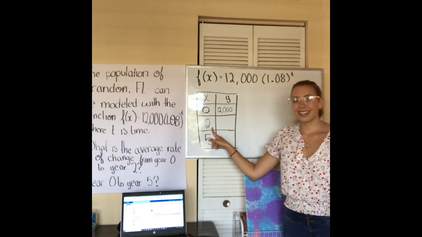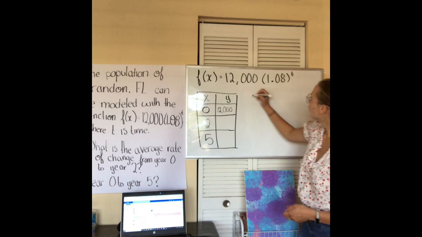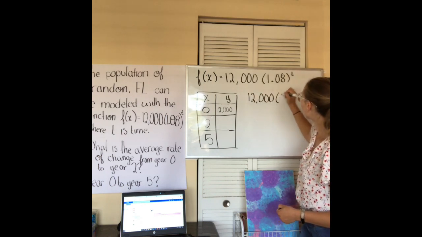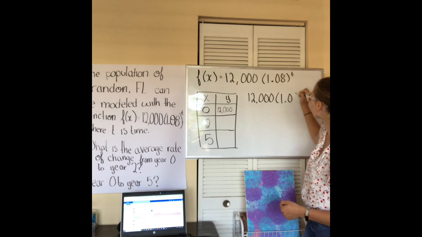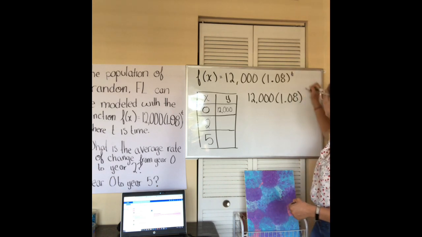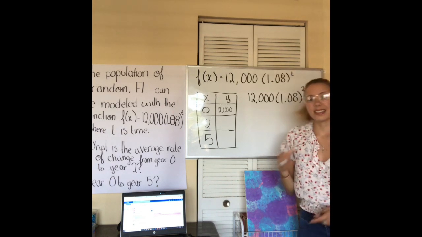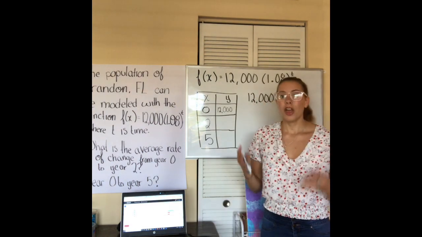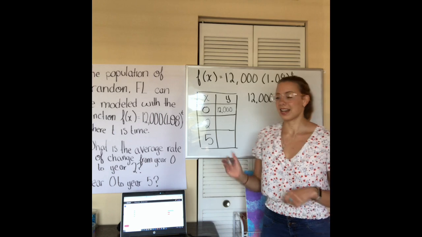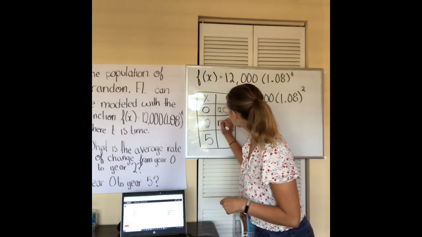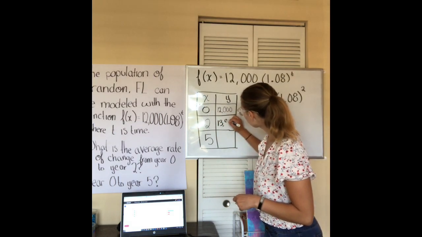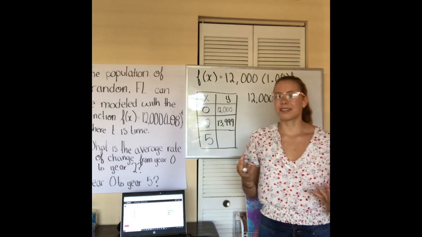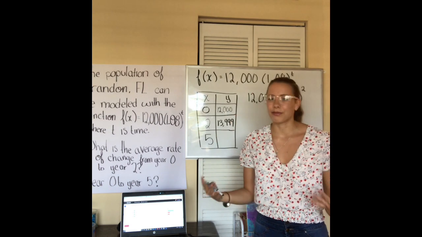So now we'll plug in year 2. 12,000 times 1.08 squared, which is 1.08 times 1.08, which is 13,999 people. You actually got a decimal, but I'm going to round up because you can't have a fraction of a person.